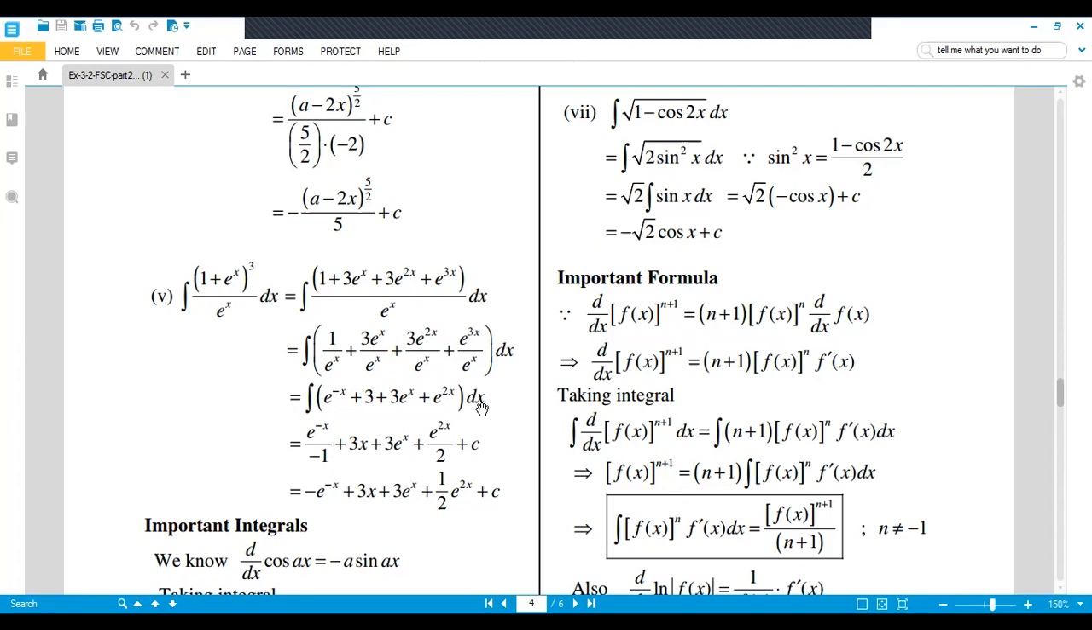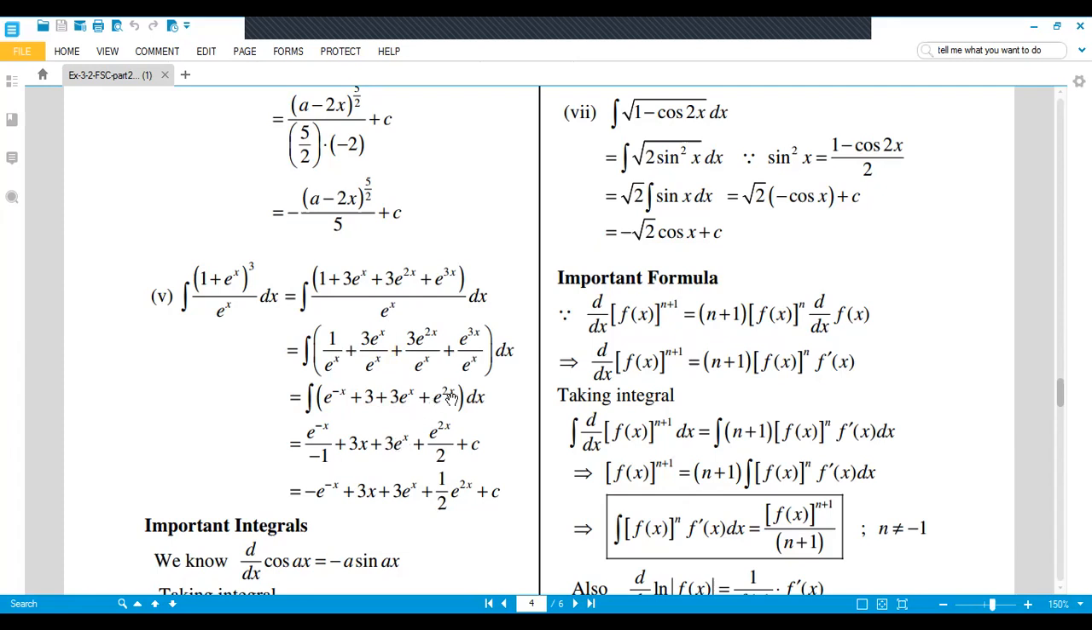Now you integrate each value separately. The integration of e power minus x is as it is, and the further derivative of minus x is minus 1, which we divide by here. And 3 is constant, so the integral of 3 is 3x. And the integration of 3 e power x, an exponential function, is as it is. The further derivative of the power x is 1. So if you multiply by 1, the value will remain the same.